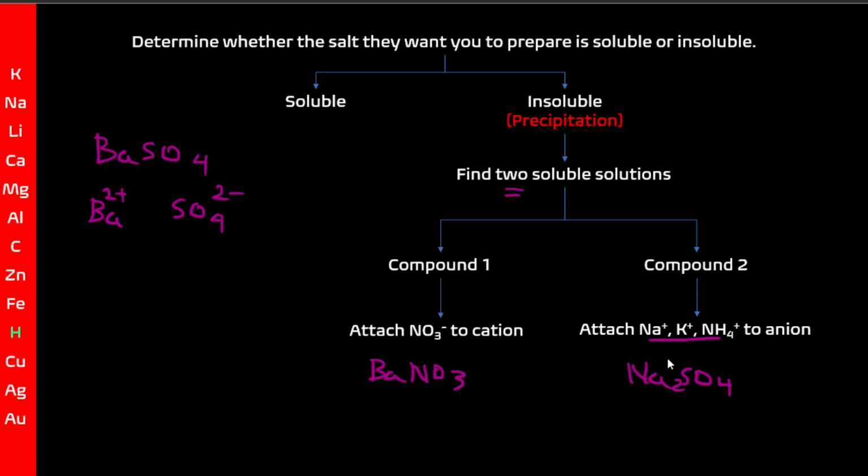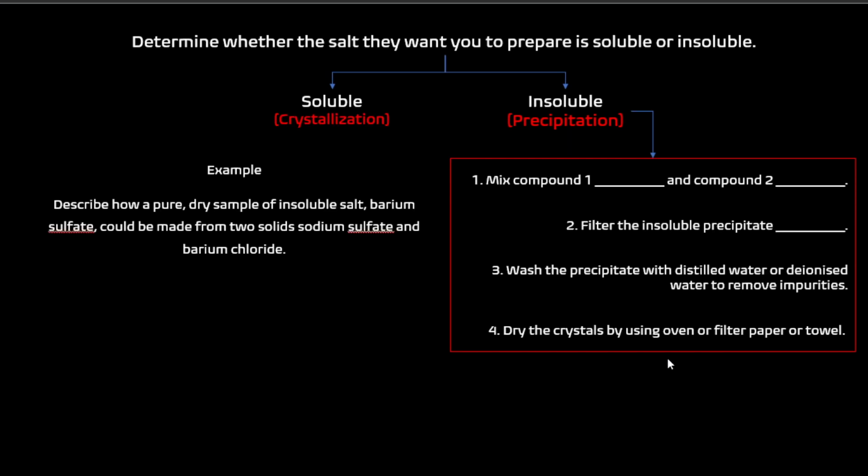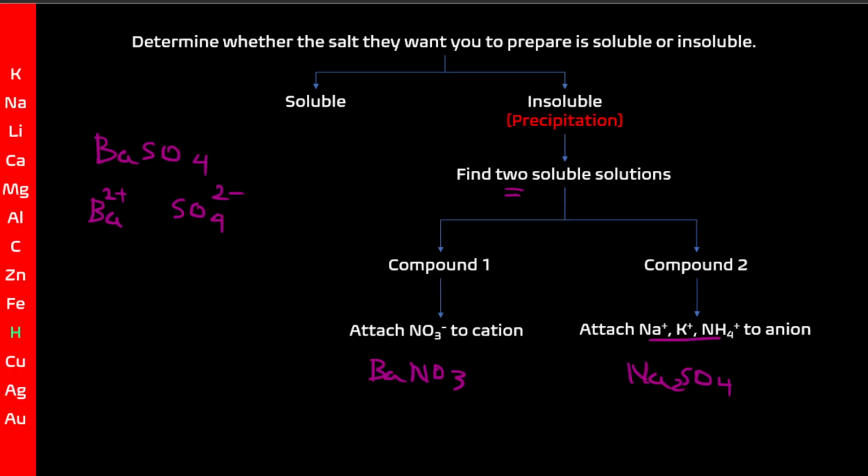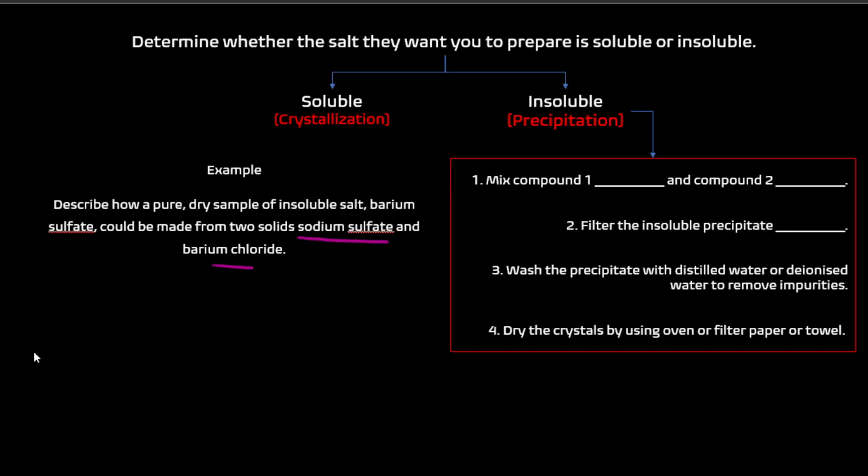So let's see an example of how to write down the laboratory procedures. Here they're asking you to prepare barium sulfate, but in the exam, if the question already gives you what solutions to use, you don't actually need to figure this step out on your own. So let's take a look. The first step is simply to mix your compound 1 and compound 2.